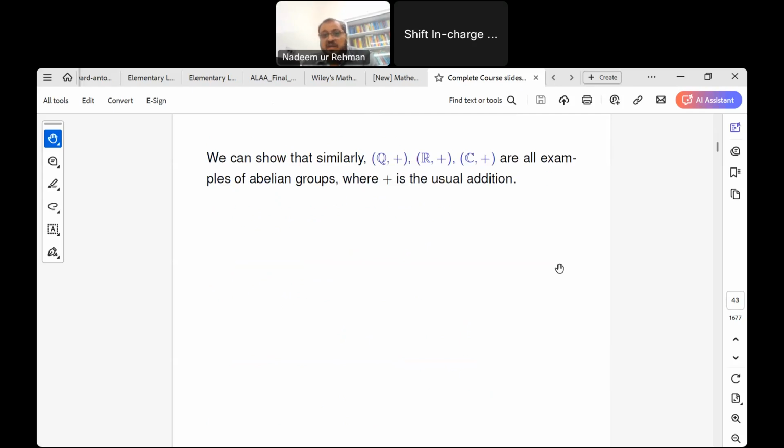Similarly, rational numbers under addition, real numbers under addition, and complex numbers under addition are also abelian groups under the binary operation of addition.